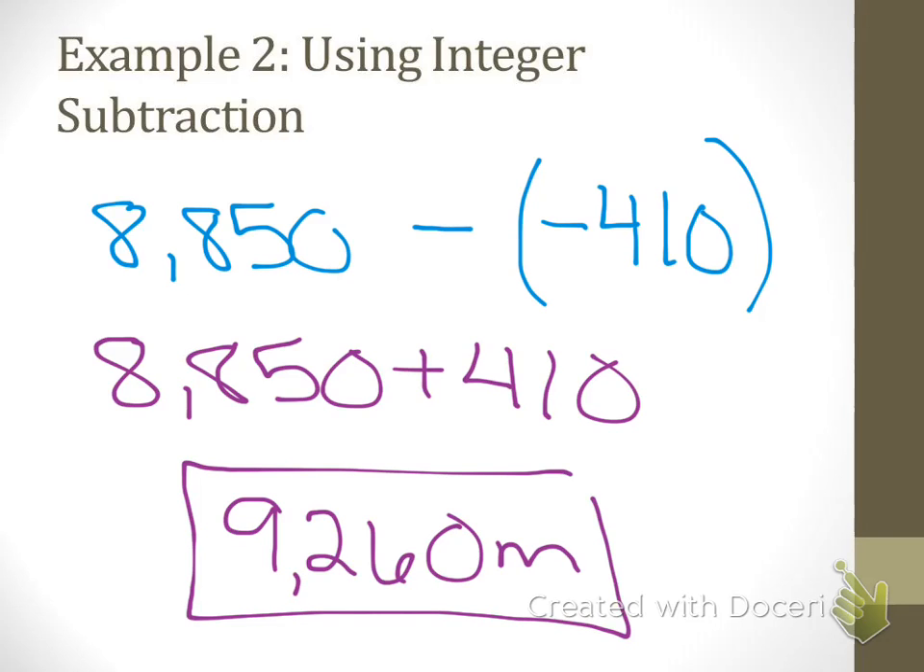9,260 meters. Okay? So the first thing you do is you write down the integers. Mount Everest is 8850. Dead Sea is negative 410. And then you figure out what operation connects them. And in this case, it was subtraction, so I ended up with a double negative. All right, any questions on this?